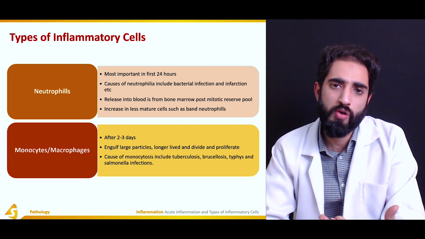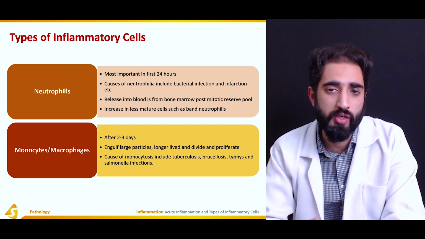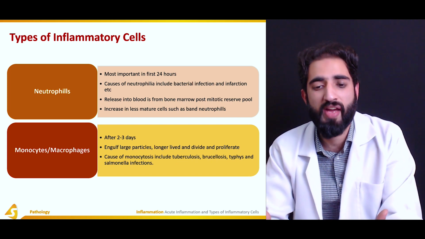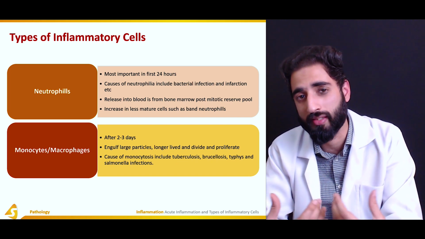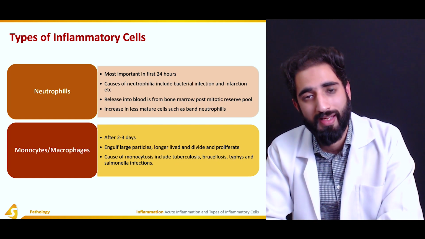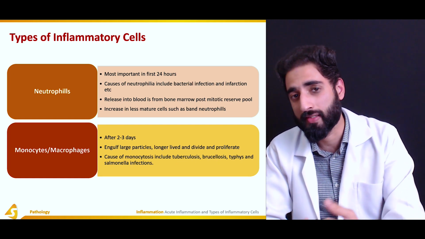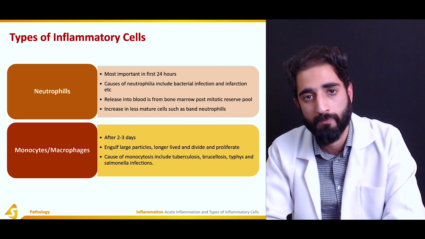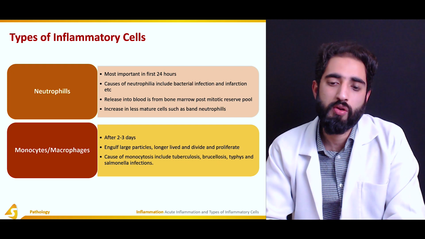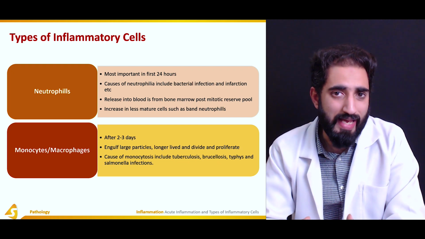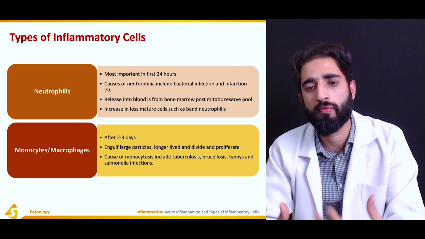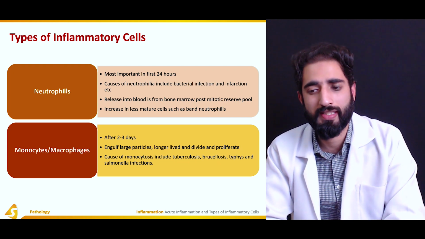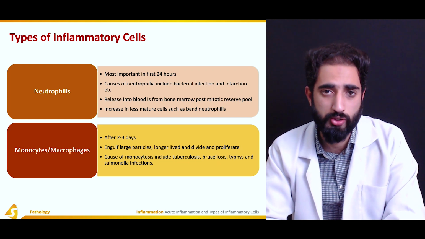What is the function of monocytes and macrophages? It is very important because they are the cells which are responsible for phagocytosis and engulfing the large particles. These cells have the capacity to live longer and can even divide and proliferate. The causes of monocytosis, which is the increase in the number of monocytes, include tuberculosis, brucellosis, typhus, and salmonella infections.